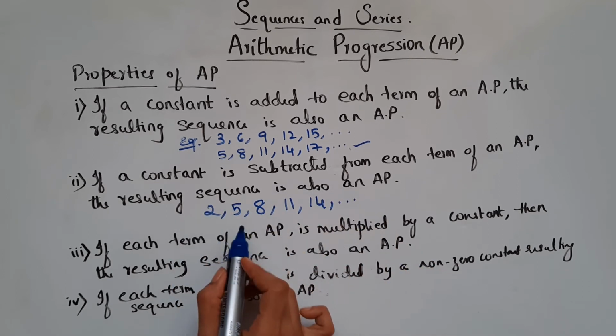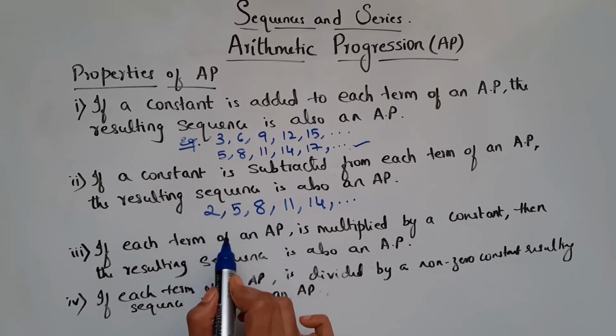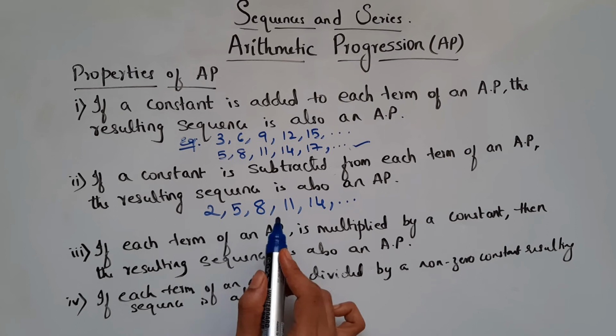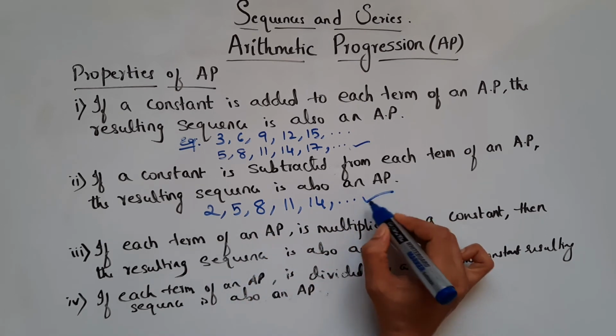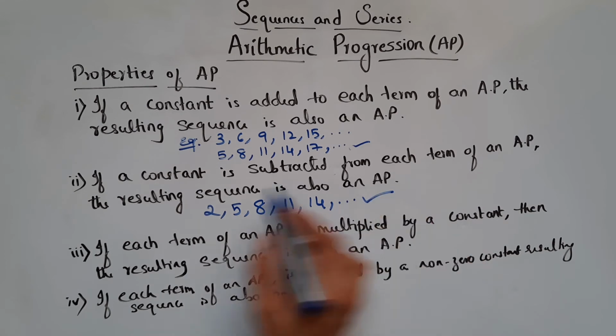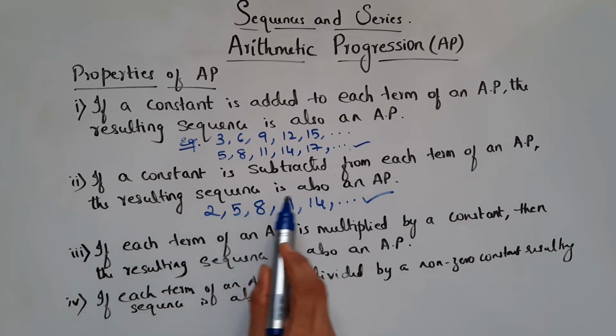Check if this is in AP. 5 minus 2 will give you 3. 8 minus 5 will give you 3. 11 minus 8 also is 3. 14 minus 11 is also 3. Common difference is 3. So therefore this is also in AP. So that is what it is saying: if a constant is subtracted from each term of an AP, the resulting sequence is also in AP.